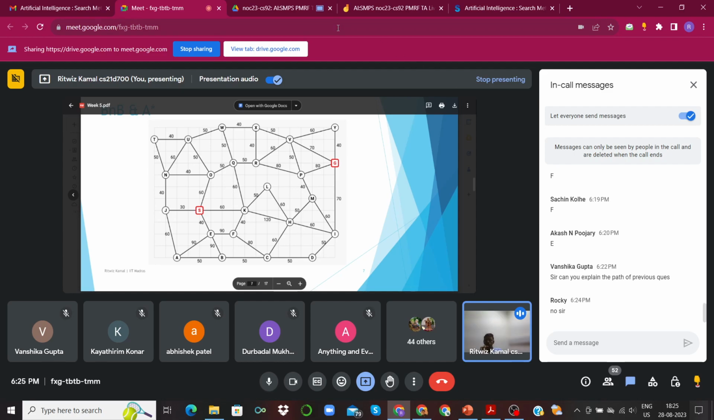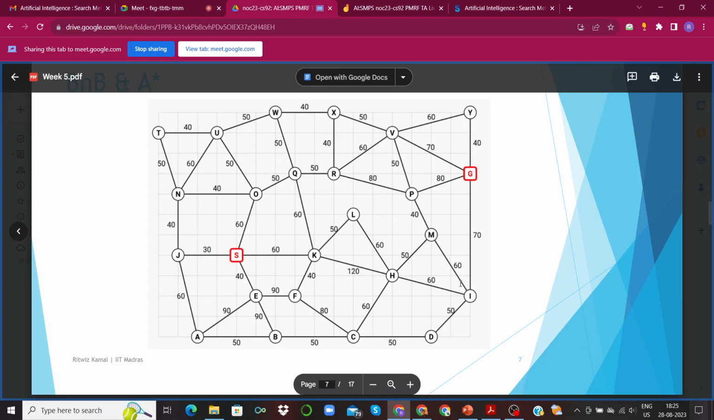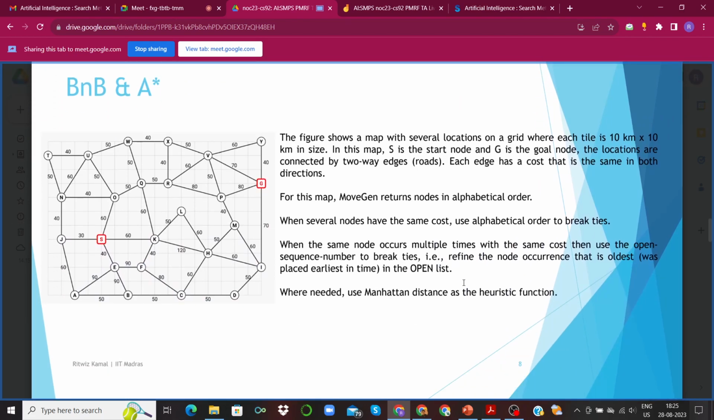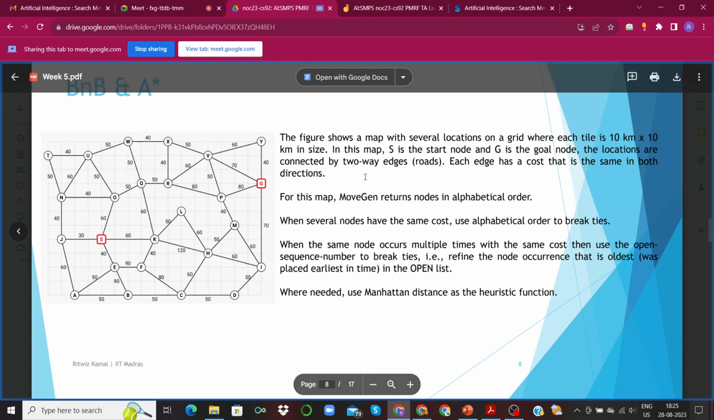Okay, so now that we have that out of the way, let's move on to the question. Okay, some more background on the setting of the problem. So basically, I'll just go through this information.